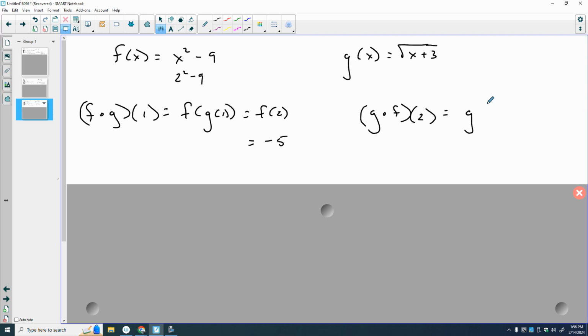Rewrite this: g of f of 2. So now I'm putting 2 into f first. 2 squared is 4. 4 minus 9 is negative 5. And so I have g of negative 5. Put a negative 5 in here, and I get the square root of negative 5 plus 3, which equals the square root of negative 2.